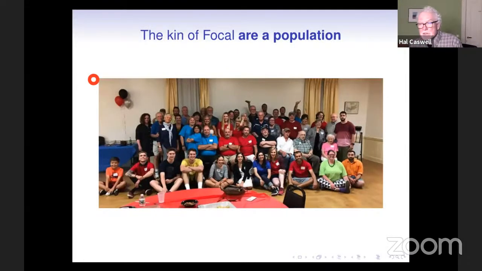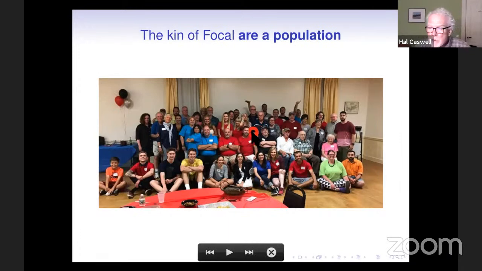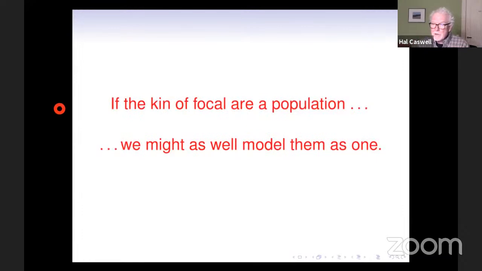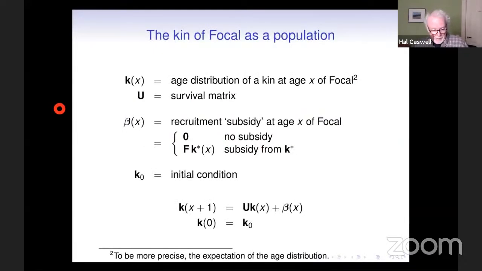The insight is that the kin of Focal are a population. This motley-looking crew that we saw before, here's part of the population of my siblings lurking back in here. It's a population of five individuals, including me. Here's part of the population of my nephews, and here's the sole remaining member of the population of my uncles. So any type of kin, the individuals are a population. If they're a population, then we might as well model them as one. So here's how we do that.